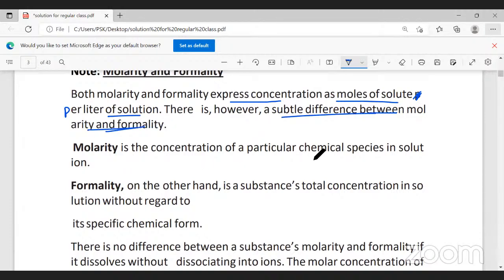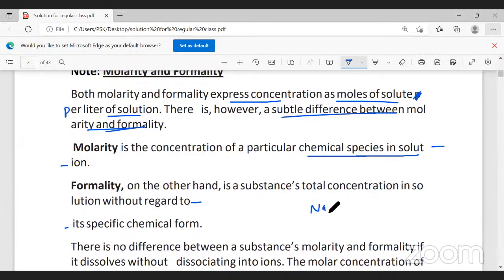Molarity is the concentration of a particular chemical species in a solution. On the other hand, formality is a substance's total concentration in a solution without regard to its chemical form. What do you mean by that? Formality is a substance's total concentration in a solution without regard to the specific chemical form.